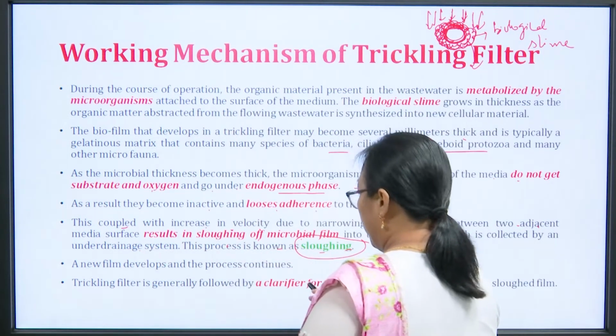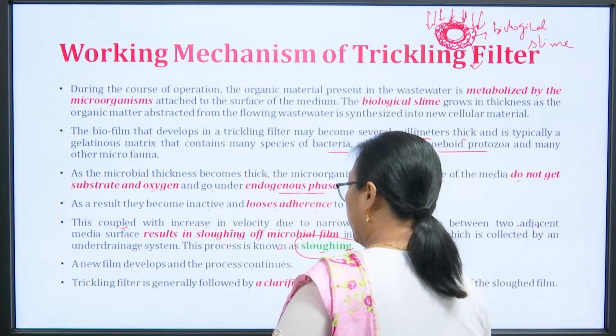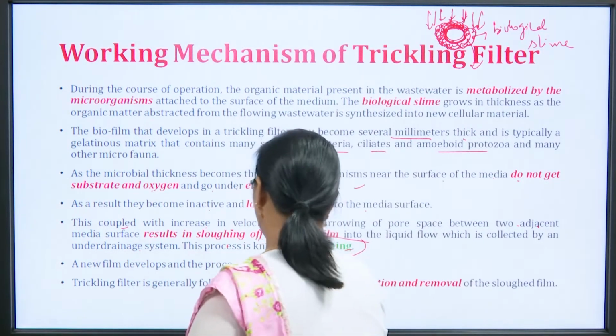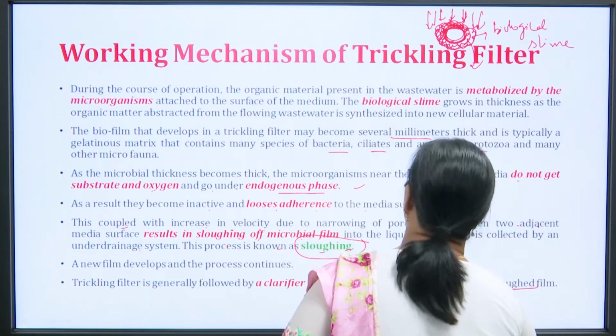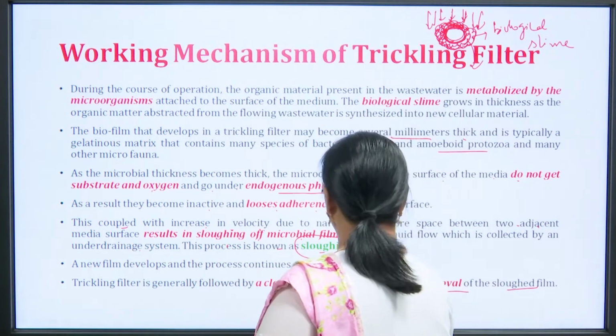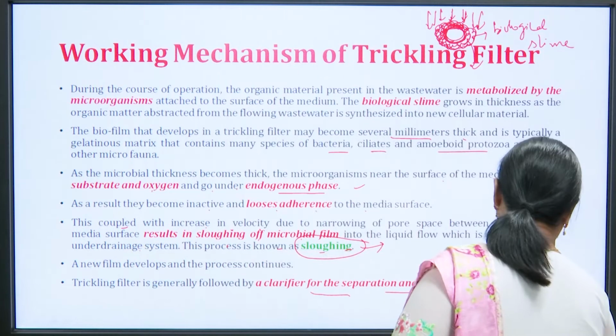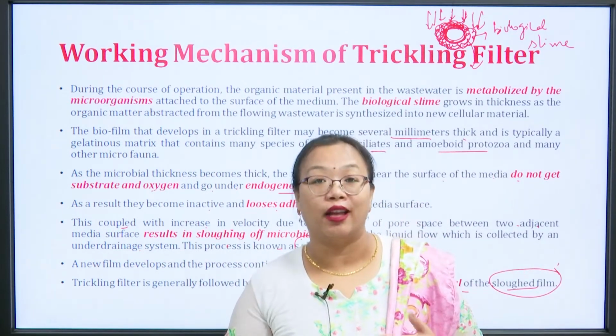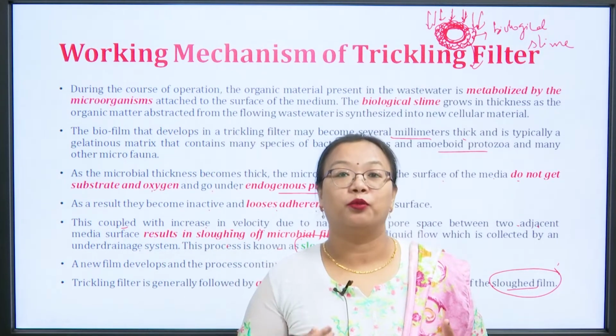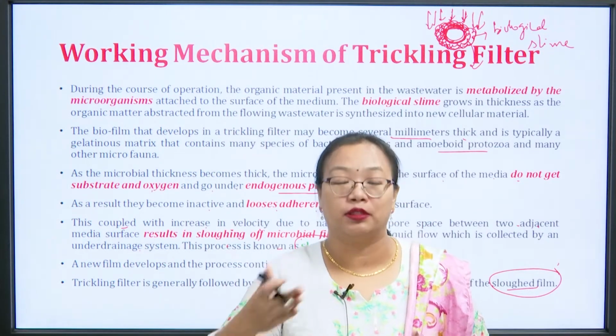A new film develops and the process continues. A trickling filter is generally followed by a clarifier for separation and removal of the sloughed film. So, whatever sloughed film there is, this is going to be the sludge, which you are going to treat in the anaerobic system.